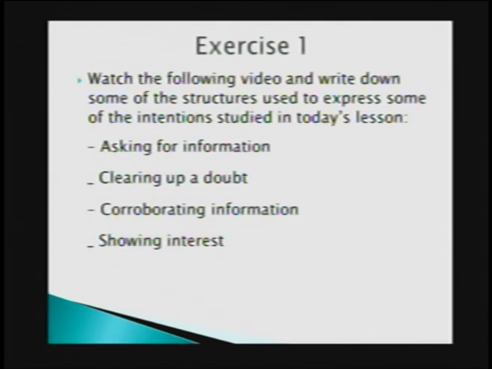In the case of clearing up a doubt, the level of uncertainty is high.